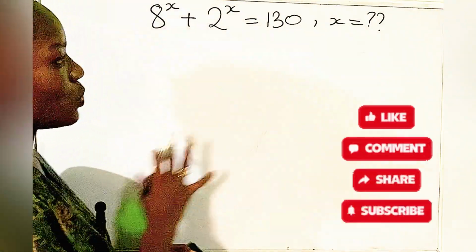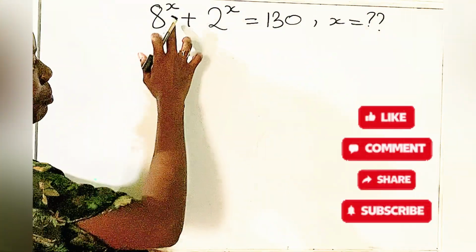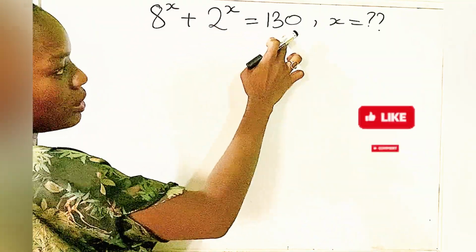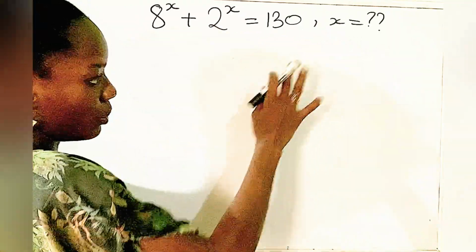Hello guys, let's solve this question together. We have 8 to the power of x plus 2 to the power of x is equal to 130. And we're asked to find the value of x in this equation, all right?